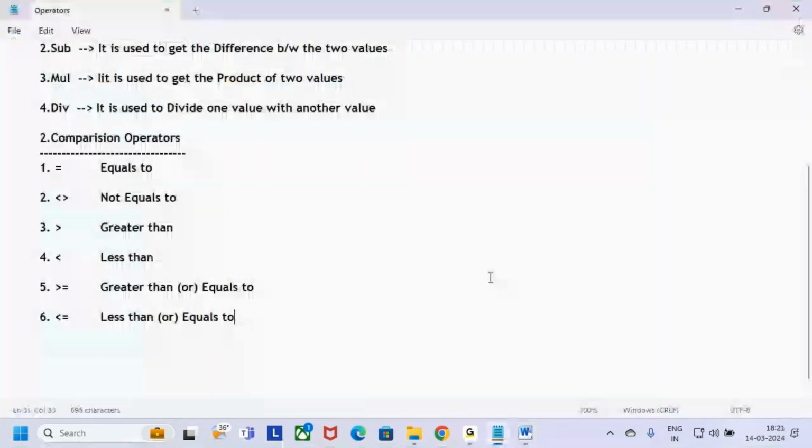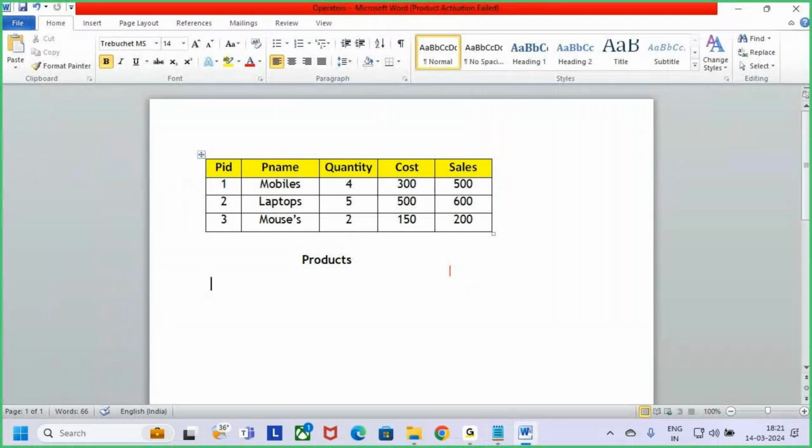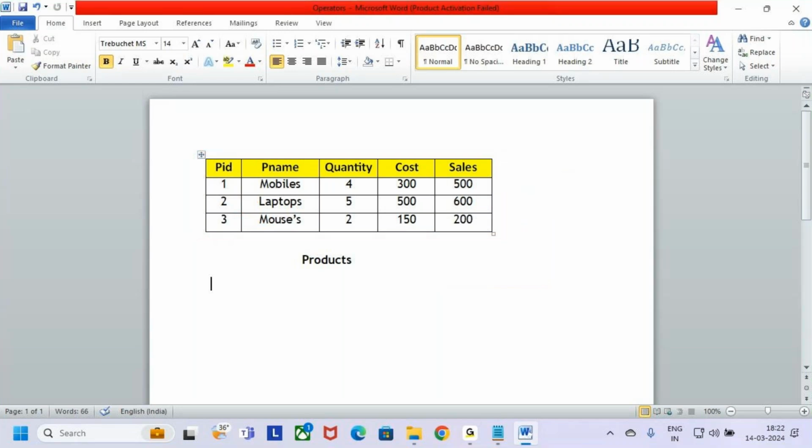And the next one is not equals to. Not equals to is nothing but the opposite, guys. Let's say now I want to find the product details where the product name is not equals to mobiles. In the table I have 3 products, but in the output I want only the products where the name is not equals to mobiles. How many are there? One is laptop, second is mouses. Not equals to means opposite. Whatever values you are passing, except those, all the remaining product details I want to get. That is laptops and mouses. These 2 product details I want in the output. So this is the functionality of not equals to, guys, and when to use it.